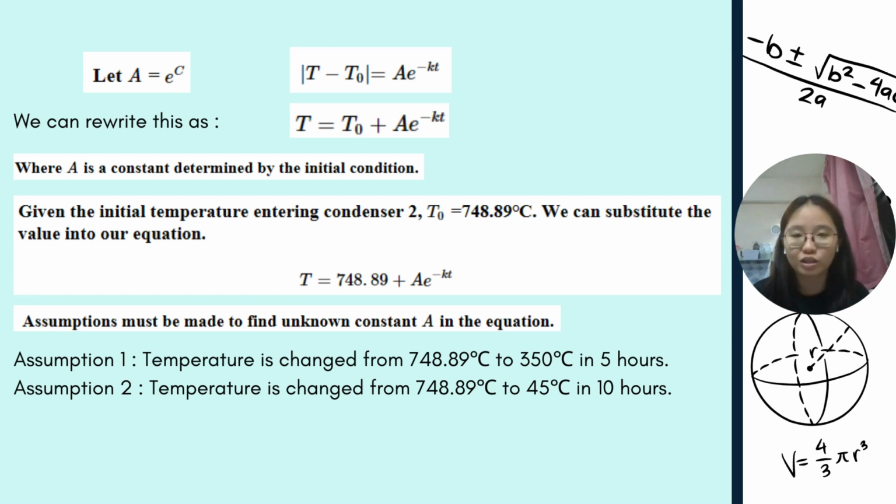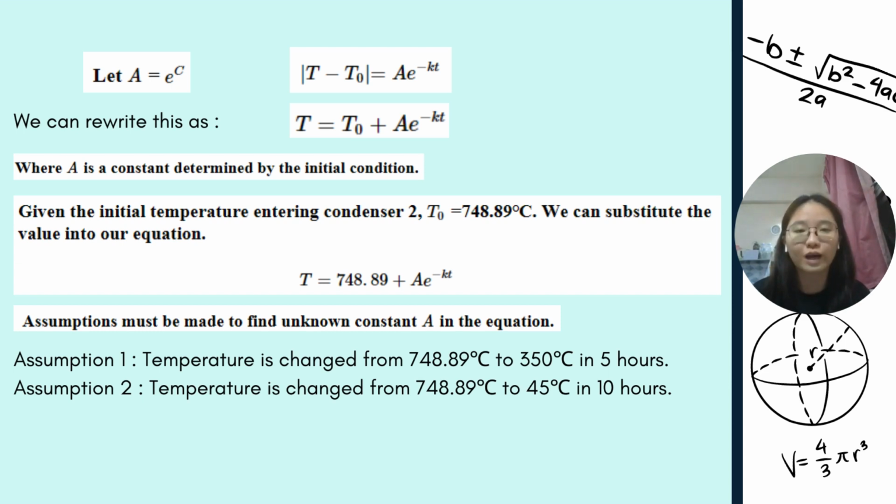After rearranging and rewriting the equation, we obtain capital T equals capital T naught plus A multiplied by e power negative k small t, where A is a constant determined by the initial condition. Given that the initial temperature entering condenser 2, which is capital T naught, equals 748.89 degrees Celsius, we can substitute the value into the equation that we just obtained.